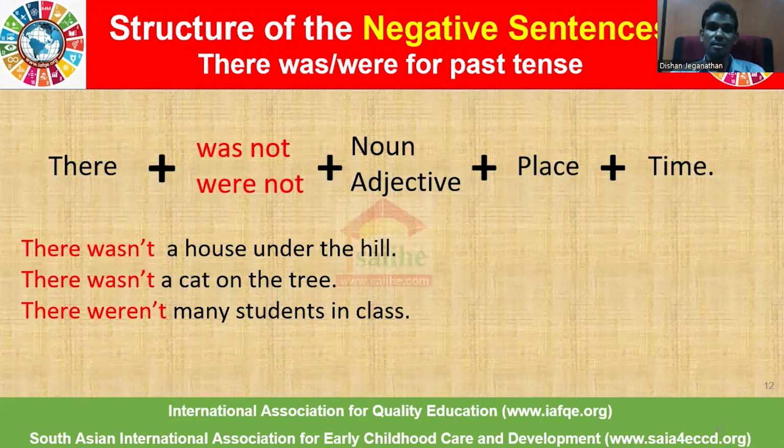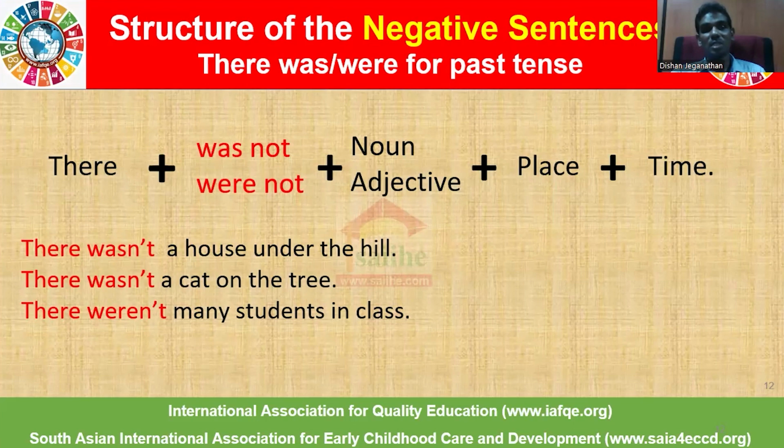So the structure goes as there was not or were not, but I've always told you it would be better to use the contracted form. So rather than saying there was not a house, we would always say there wasn't a house. So the structure, I repeat, there wasn't or there weren't, plus the noun and adjective followed by place and time. And wasn't will be used for singular nouns and weren't will be used for plural nouns.